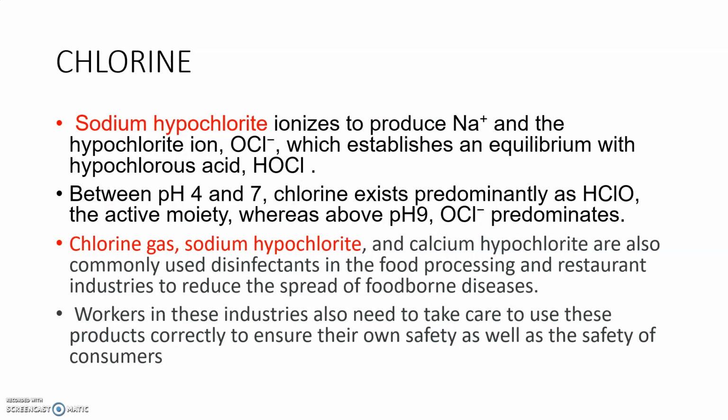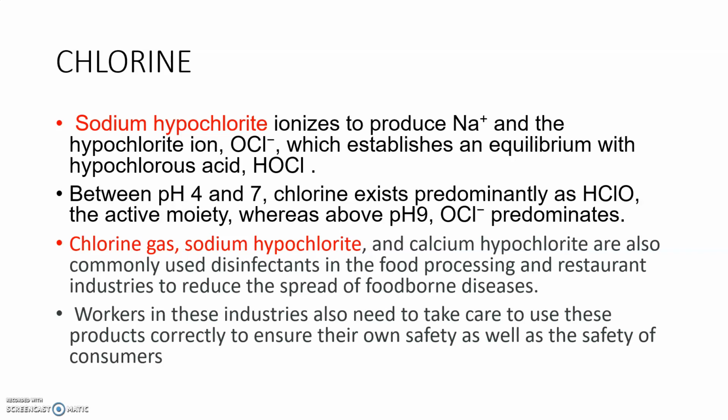Then sodium hypochlorite is a chlorine releasing agent. It ionizes to produce sodium plus and hypochlorite ion, that is OCl minus, which establishes an equilibrium with hypochlorous acid, that is HOCl. The action is in between pH 4 and 7. Chlorine exists predominantly as HClO, that is the active moiety. Above pH 9, OCl minus predominates.